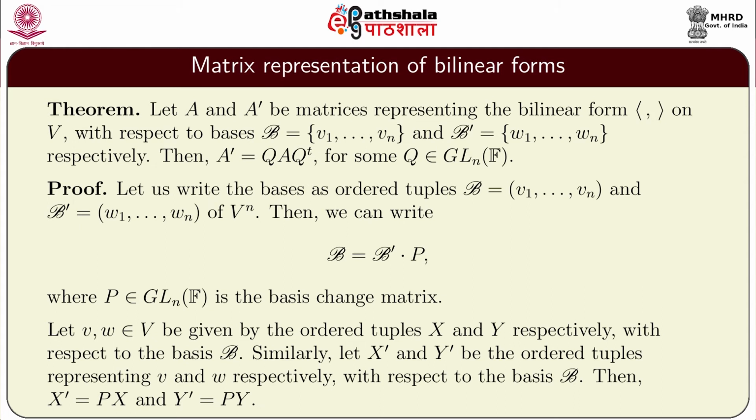If we write the basis as ordered tuples v1, v2, ..., vn and w1, w2, ..., wn of V, then we can write this B as B dash times P, where P is in GLn(F) and that is the basis change matrix. Now let v and w be vectors in V, and with respect to the chosen basis B, suppose that X and Y are the ordered tuples representing v and w respectively. And similarly, let X dash and Y dash be ordered tuples representing v and w respectively, and that is with respect to the other basis B dash.